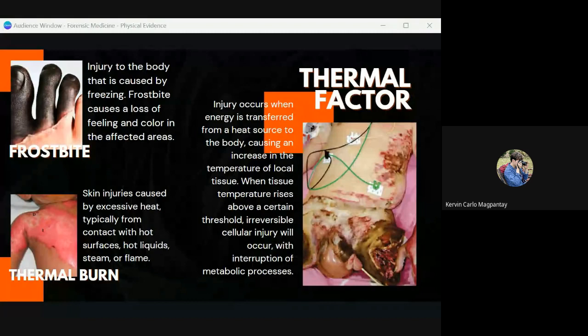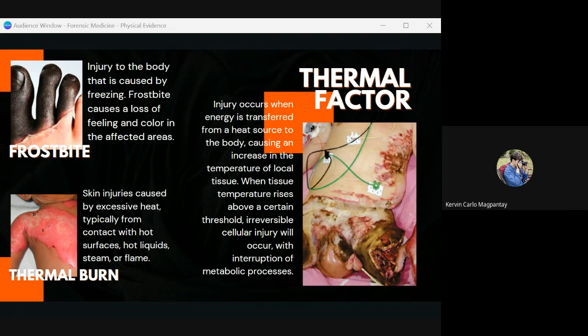For cold temperature, we have frostbites. Frostbite is the injury to the body that is caused by freezing. Frostbite causes a loss of feeling and color in affected areas. The skin turns white or blue-gray, and you lose all sensation of cold, pain, or discomfort in the area. Joints or muscles may stop working. Large blisters form 24 to 48 hours after rewarming. The tissue turns black and hard as it dies. In worst case scenarios, ina-amputate na yung mga part ng katawan na nagkaroon ng frostbite.